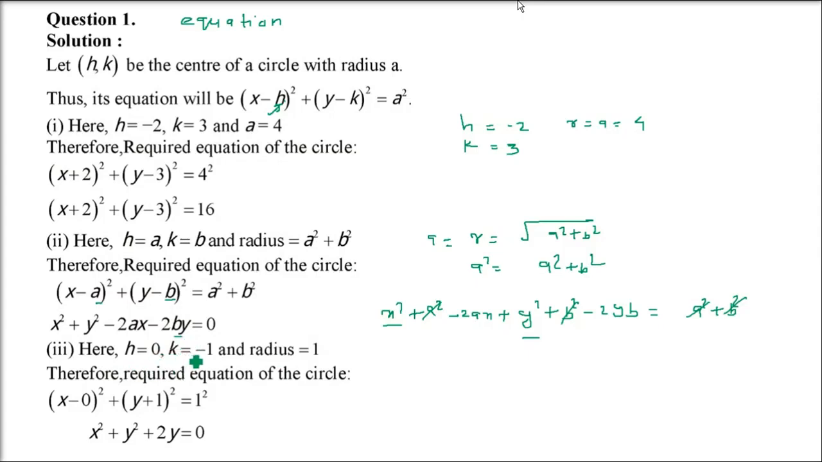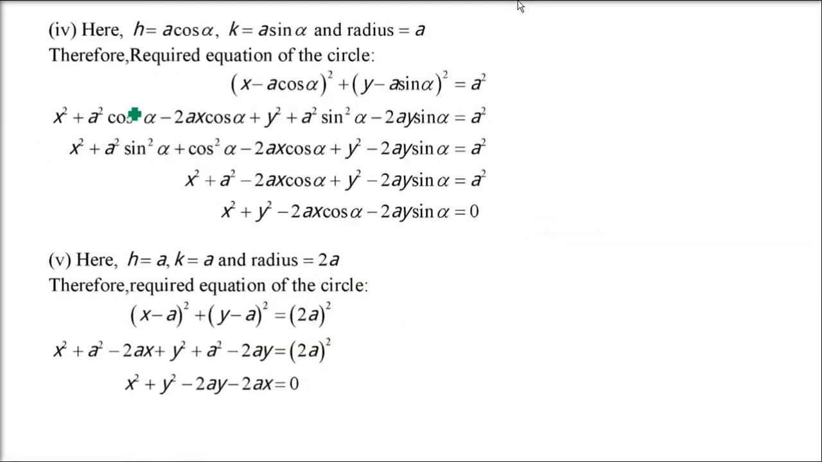The third one: the center is (0, minus 1) and the radius is 1. So put h as 0 and k as minus 1, and you will get this equation.